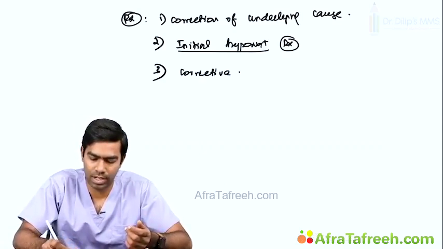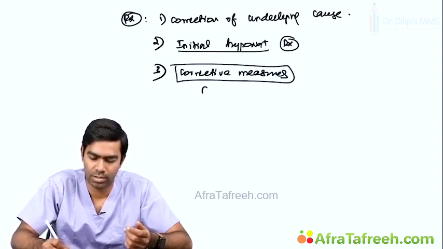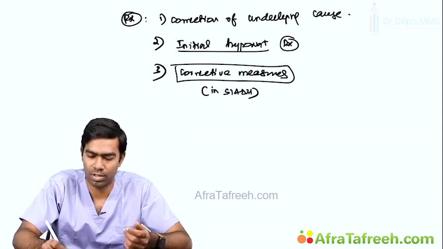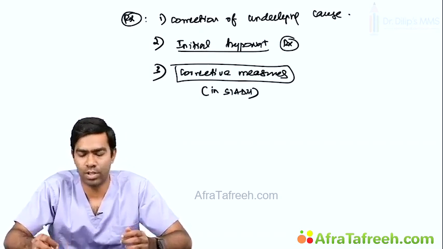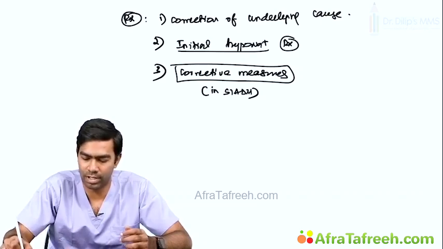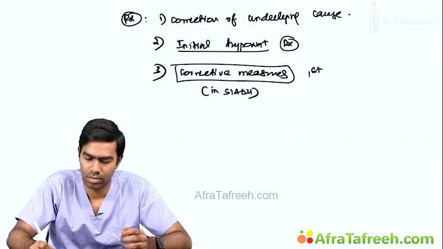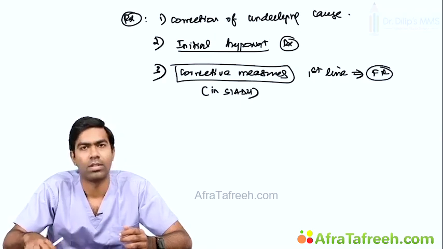So number 3, now you can do corrective measures for SADH. Corrective measures for hyponatremia in SADH. So what are the corrective measures you can give? The first option, number 1, is you are going to give fluid restriction. This is the first line treatment. So I can write first line here. That is fluid restriction. This is the first line treatment.